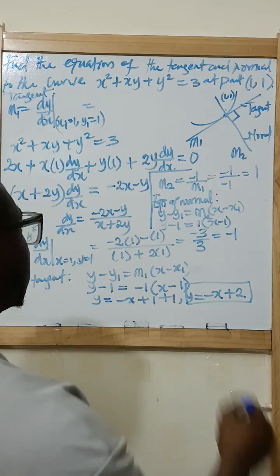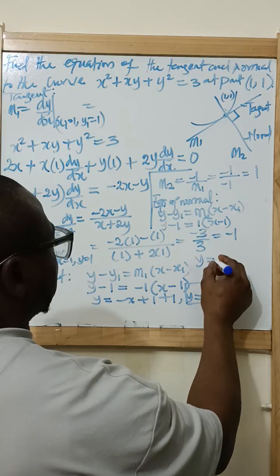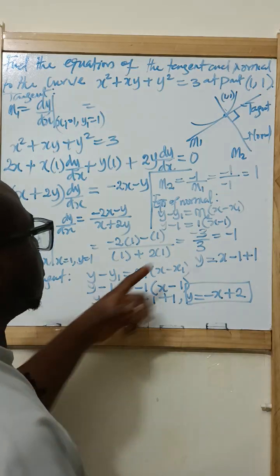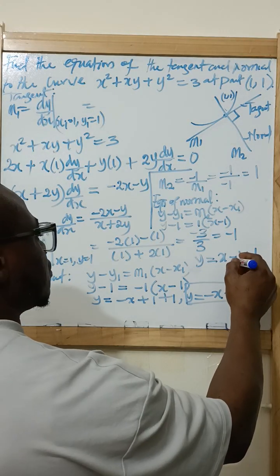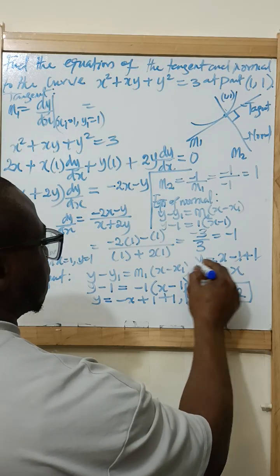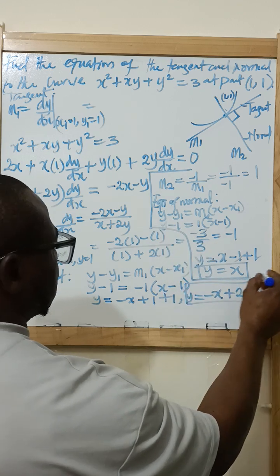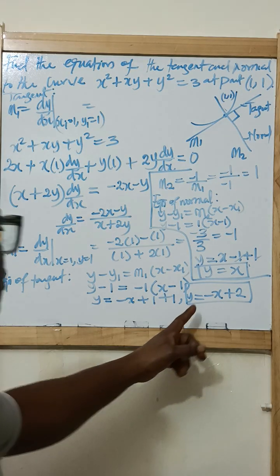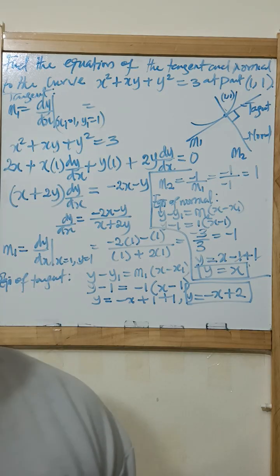So from here, if this one goes here, y will become x minus 1 plus 1. This minus comes here and becomes plus. So this and this will cancel each other, and y will be equal to x. So this is the equation of the normal. Are you good to go there? So this is the equation of the normal, while this is the equation of the tangent. So that is how we solve this. Okay? Thank you.